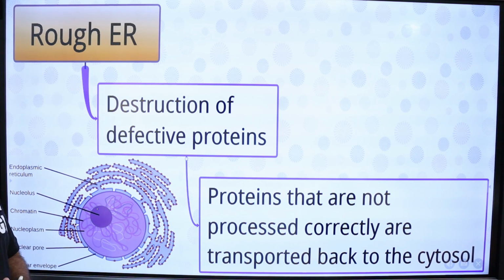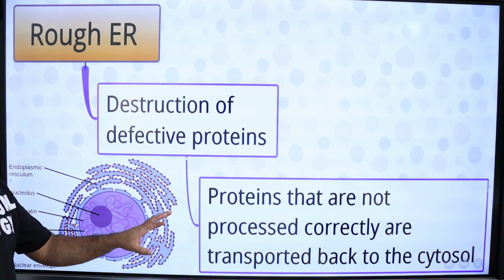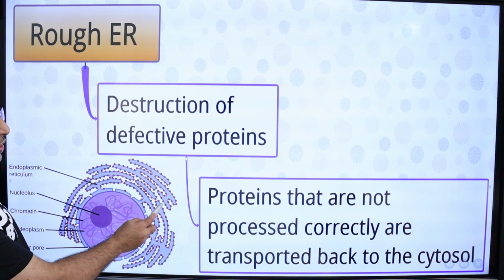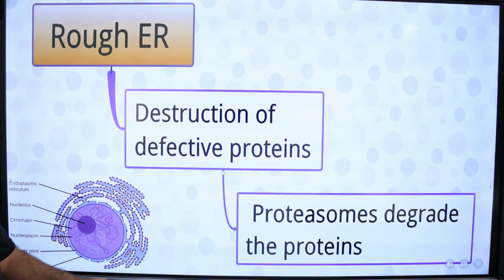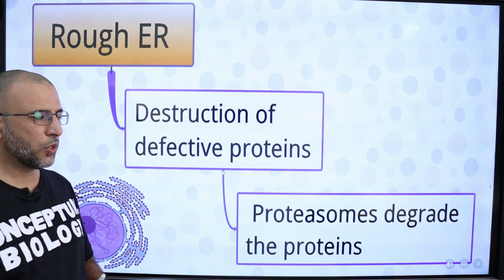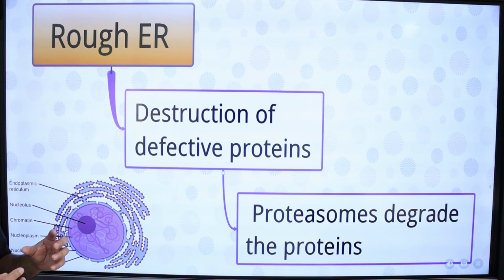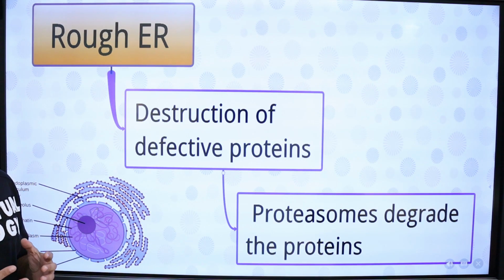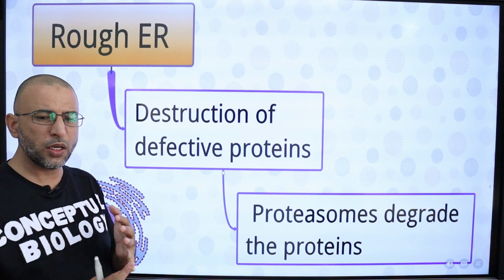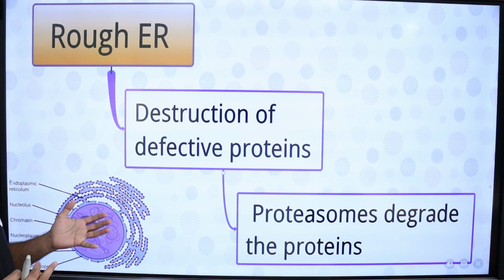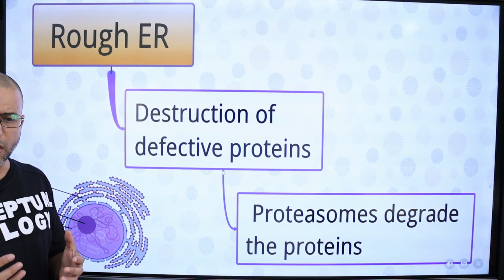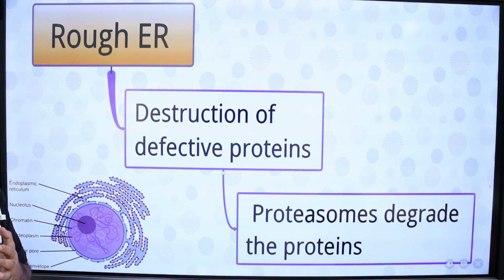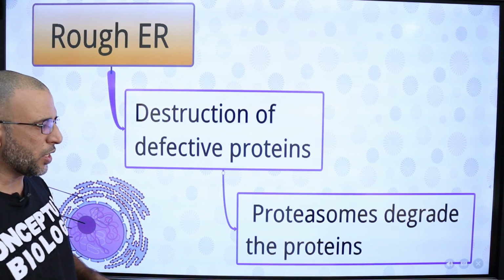Destruction of defective protein. Proteins that are not processed correctly are transported back to the cytosol, and in the cytosol there are structures called proteasomes. They are involved in the degradation of that defective protein. Proteasomes are protein complexes which degrade unneeded or damaged proteins by proteolysis. Proteolysis is a chemical reaction that breaks peptide bonds, and enzymes that help such reactions are called proteases.